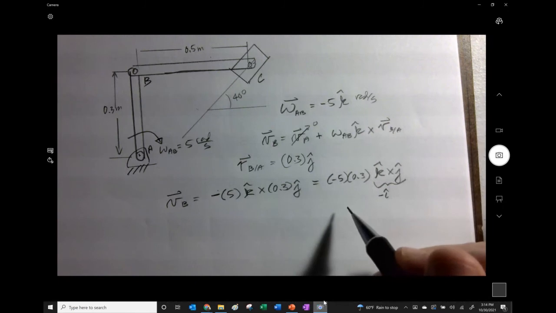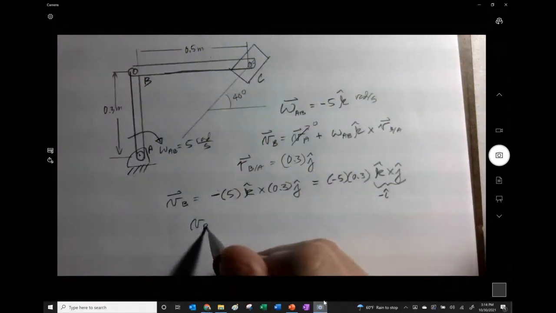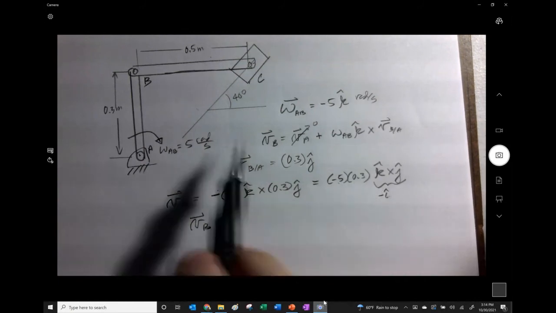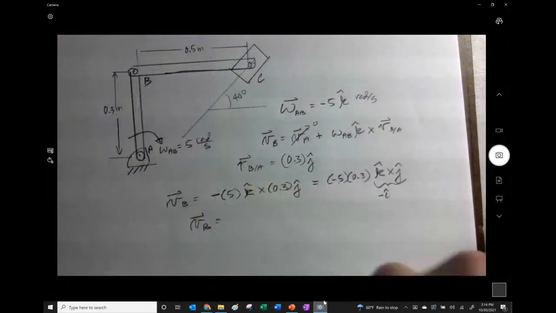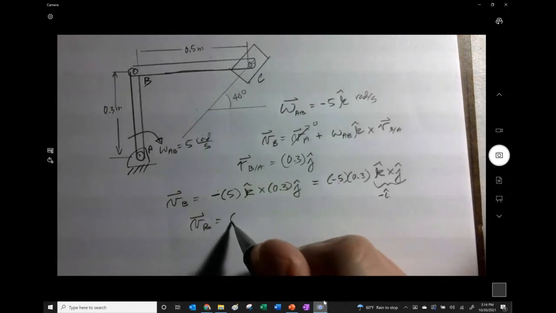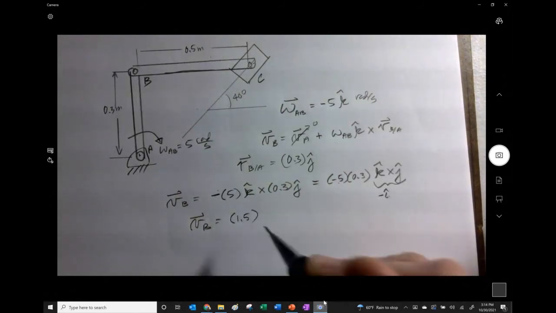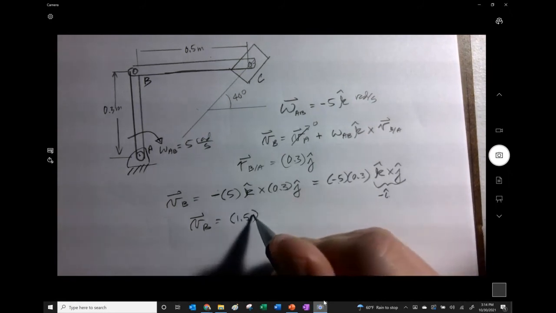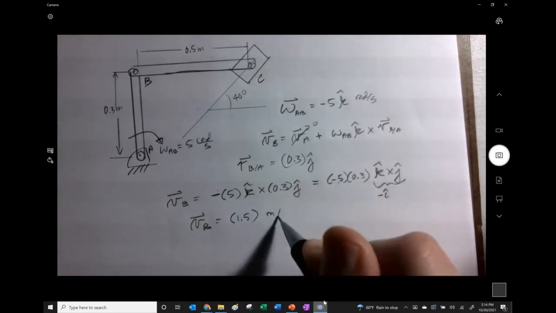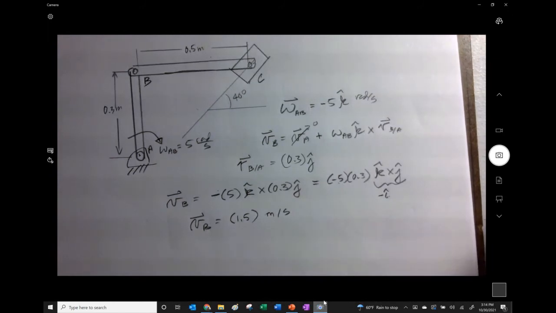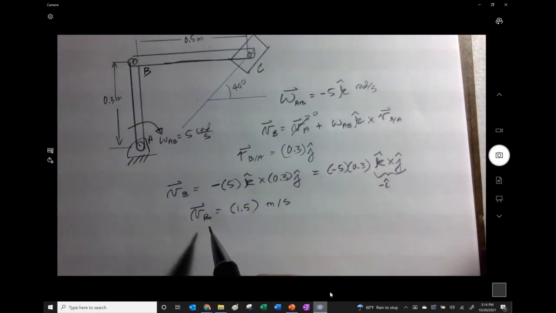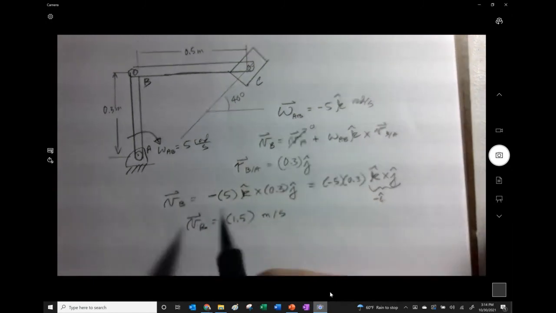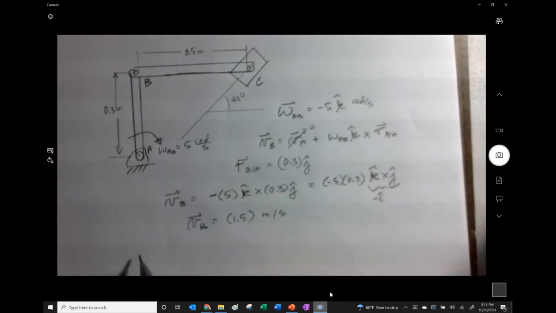Okay. And so here the velocity of B, as we would expect, is going to be negative and negative, so it's going to be positive, because it's going to go in the x direction. So that's just going to be 1.5. I didn't need to put the brackets around there. 1.5 meters per second, obviously. But I'm just strictly going by vector math, trying to be very methodical in there.